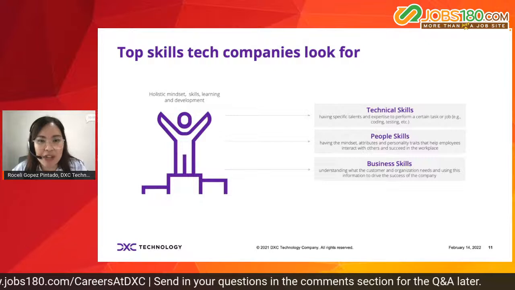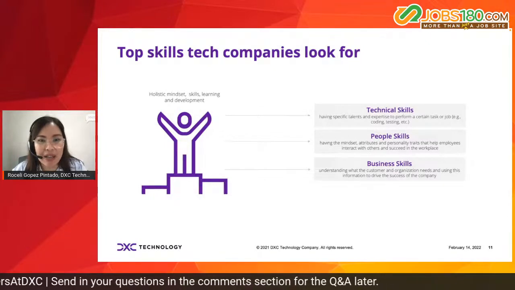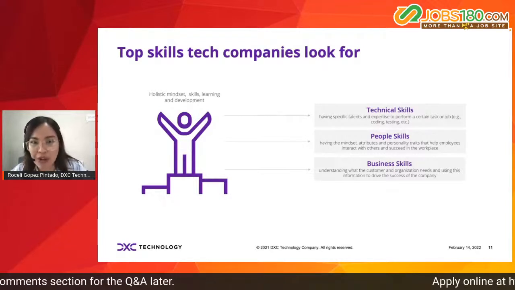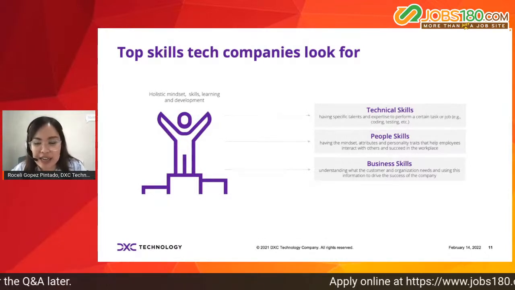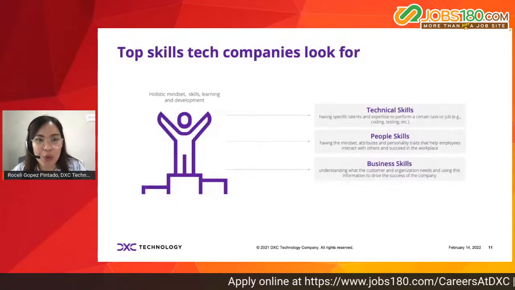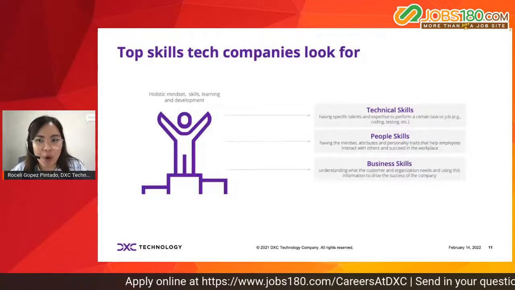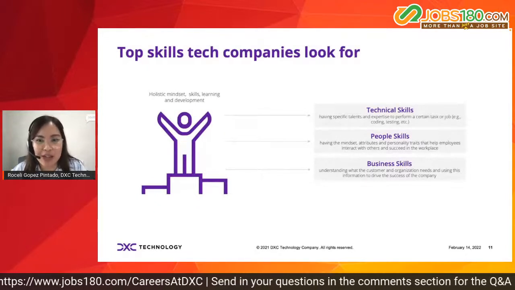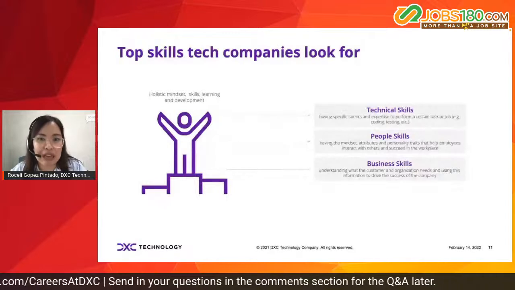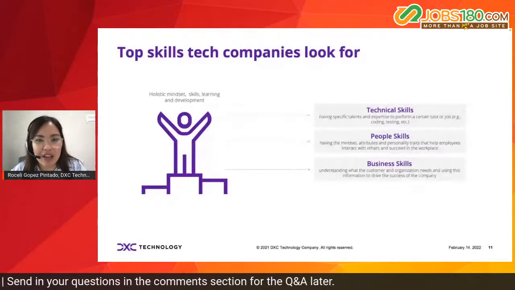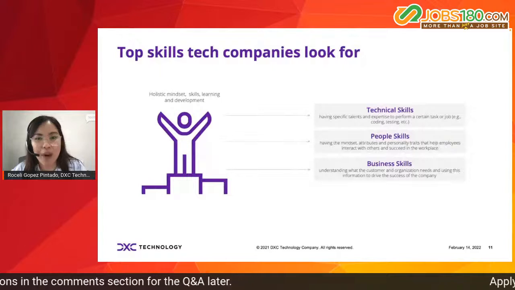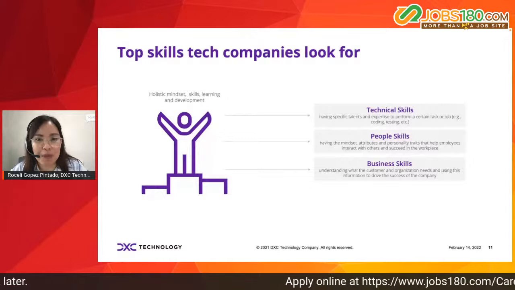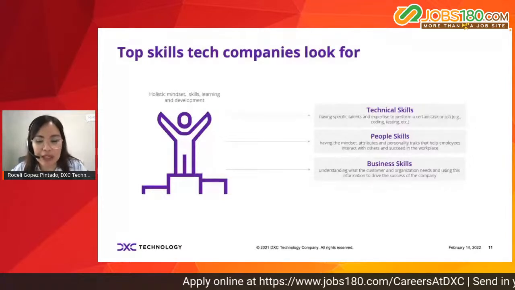People skills, this is really the mindset or attributes and personality traits that help an employee interact with others, and this is really key in succeeding in the workplace, because we don't deliver or work as an island. We don't work alone. We work with a team. We work with a greater organization. We work with many, many people every day. So having the skills to interact, influence, and work successfully with other people is really very important as well.